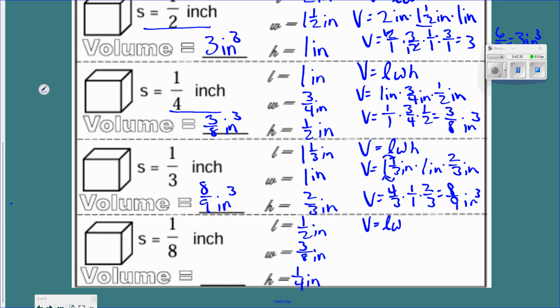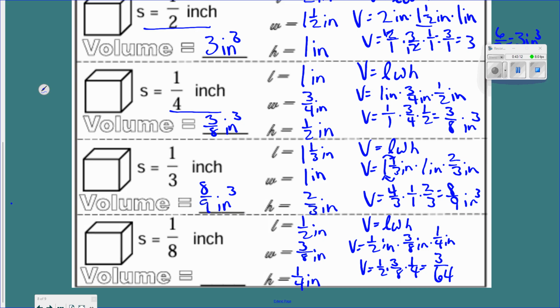I'm pulling out my numbers: 1/2, 3/8, 1/4. I don't have any reductions I can do, so 1 times 3 times 1 is 3, 2 times 4 is 8, times 8. I could have done 2 times 8 is 16 and 16 times 4, but it's easier to do 8 times 8. I used the commutative property of multiplication to make it easier. So my answer there was 3/64 cubic inches.